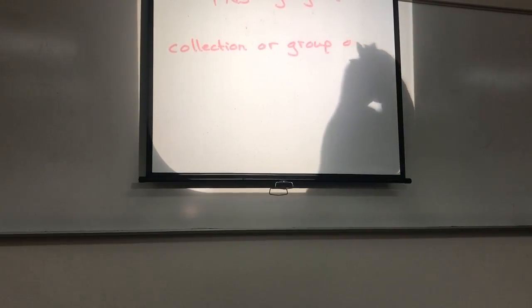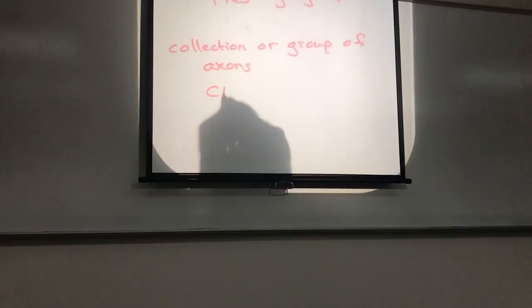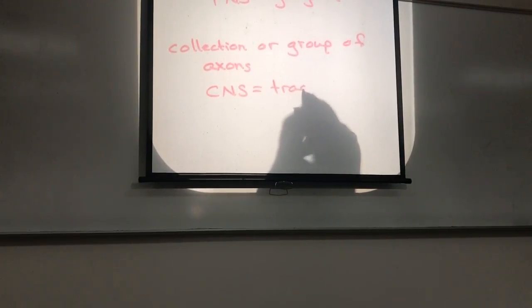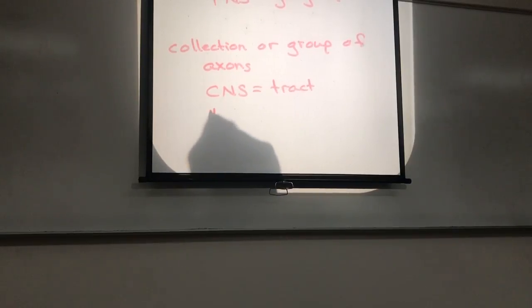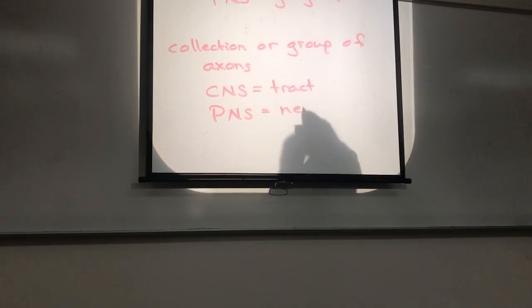We also have groupings of axons. Axons that are bundled together and form a group. In the central nervous system, that's called a tract. But in the peripheral nervous system, it's called a nerve.